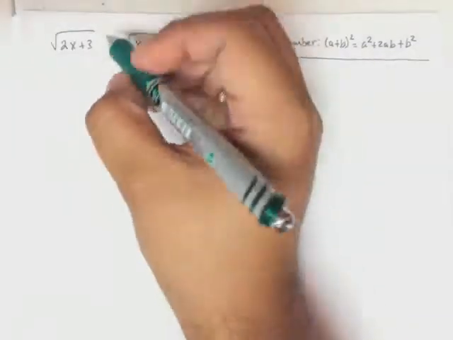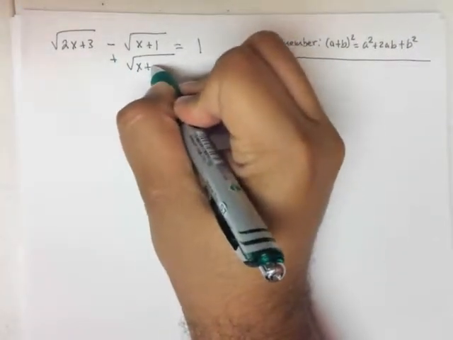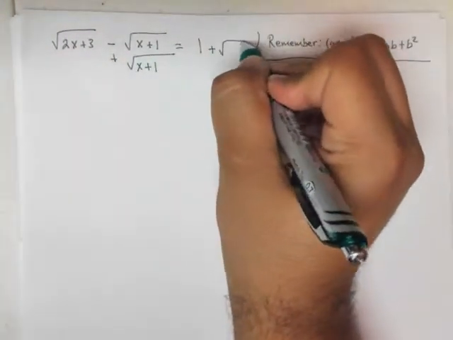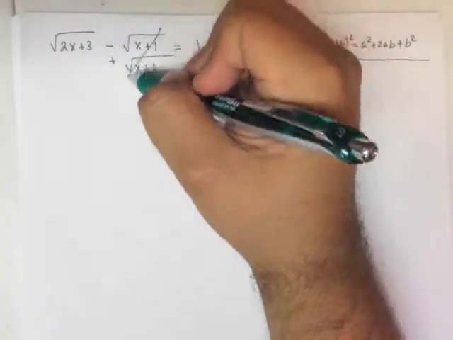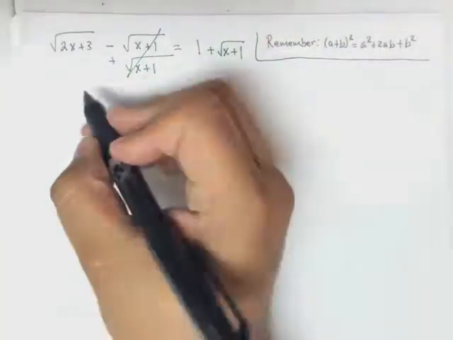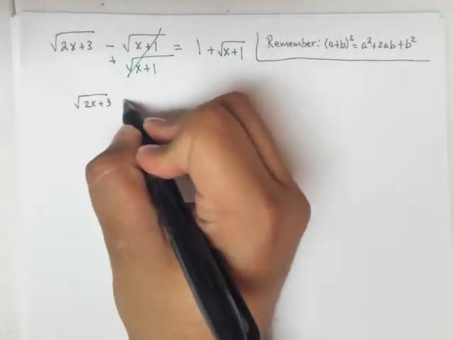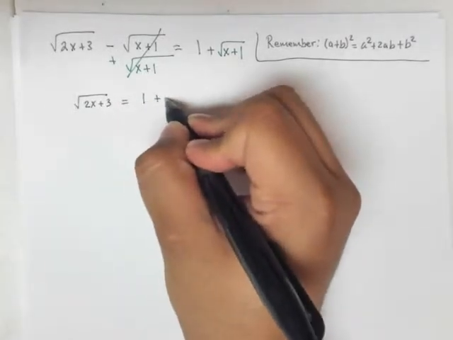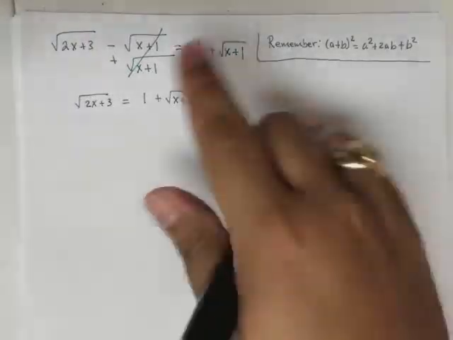And in doing that, let me write this in a different color so I can show you that we are actually adding it to this side. So there we go. It cancels here, and we are left with something that looks like this. Square root of 2x plus 3 equals 1 plus the square root of x plus 1.